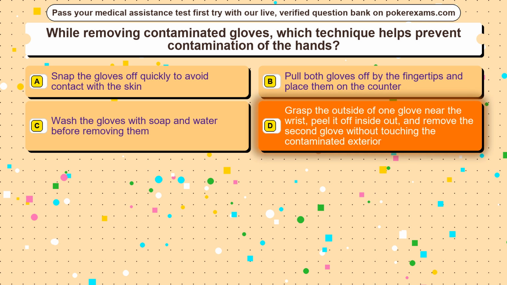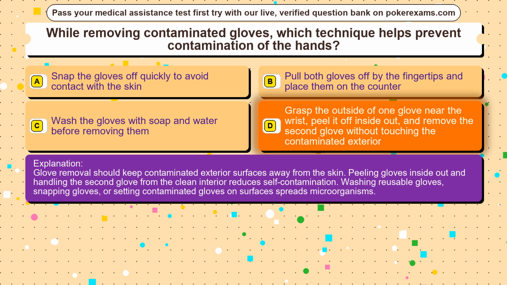The correct answer is option D, grasp the outside of one glove near the wrist, peel it off inside out, and remove the second glove without touching the contaminated exterior. Glove removal should keep contaminated exterior surfaces away from the skin. Peeling gloves inside out and handling the second glove from the clean interior reduces self-contamination. Washing reusable gloves, snapping gloves, or setting contaminated gloves on surfaces spreads microorganisms.